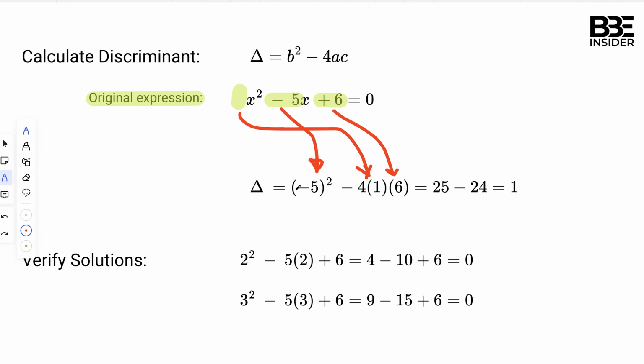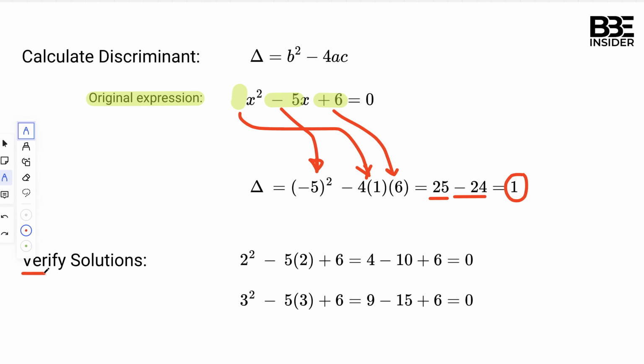Once we plug the values into the formula, we calculate (-5)^2, which yields 25, minus 4 times 1 times 6, which yields 24, and our discriminant is 1.